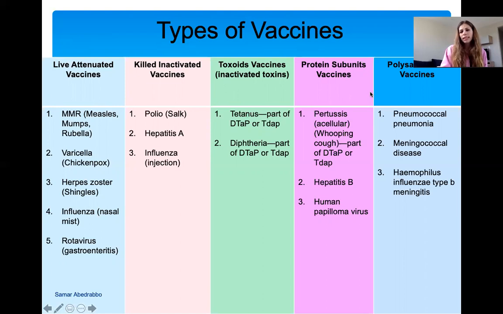That's like tetanus and diphtheria. Protein subunit vaccines is we take proteins from certain agents or pathogens and use them to create an immune response. That's pertussis, hepatitis B, the HPV vaccine, so human papillomavirus. And then polysaccharide vaccines is when we take sugars from different types of organisms, bacteria, and we produce vaccines. So pneumococcal pneumonia vaccine, meningococcal disease vaccine, and Haemophilus influenza type B meningitis vaccine.